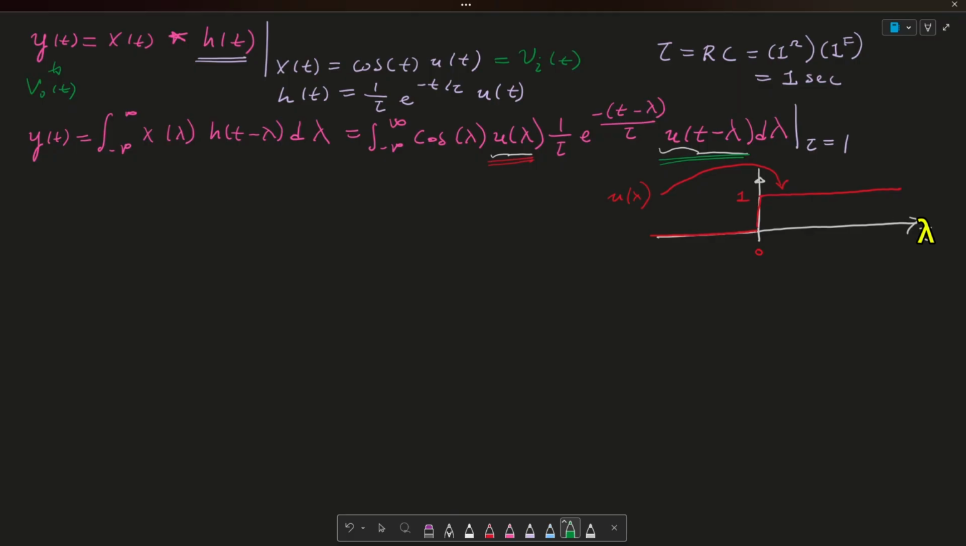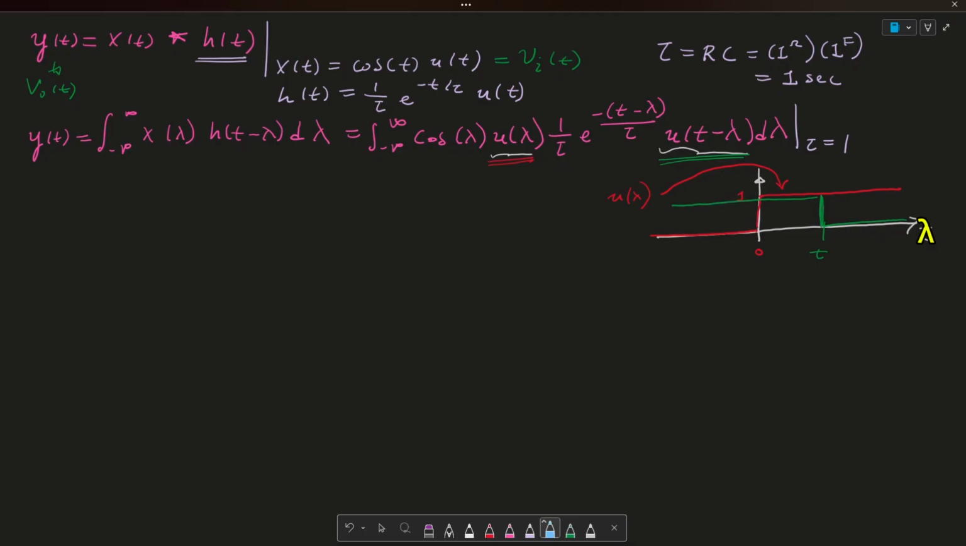And what I'll do is I'll reference the viewer to a video that I made in the past called Convolution Example Part 1, Clearly Explained, where I explain exactly what this function is doing in the 7th minute of that video. But essentially, if we consider t is greater than 0, that function is going to be 0 all the way until lambda is equated to t, and then it's going to shoot up to 1, and then it's going to stay at 1 all the way to negative infinity.